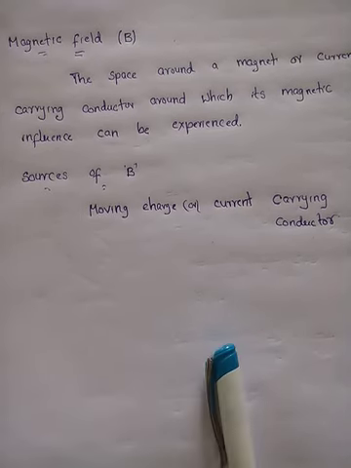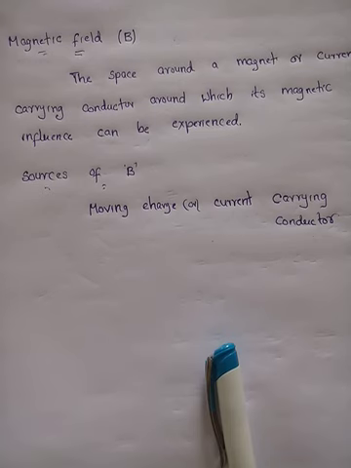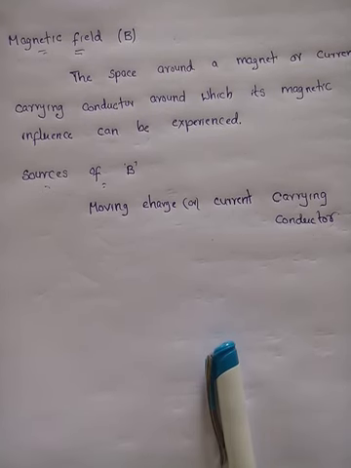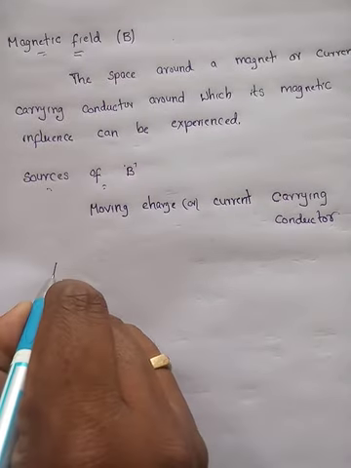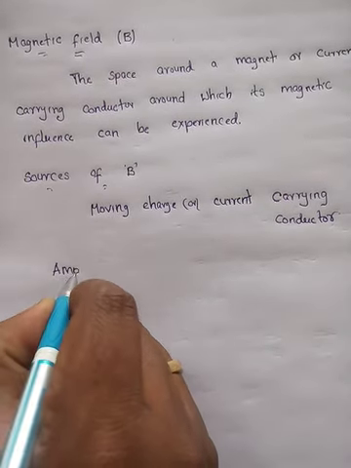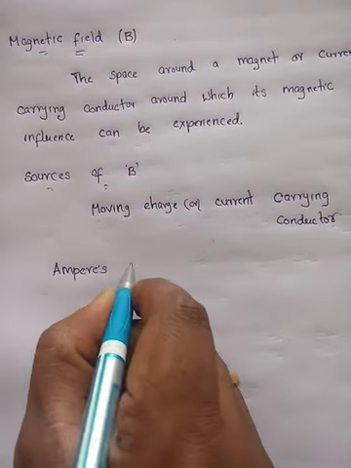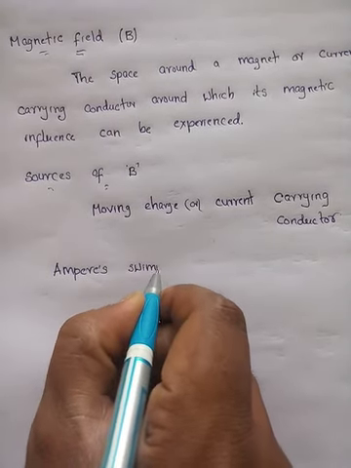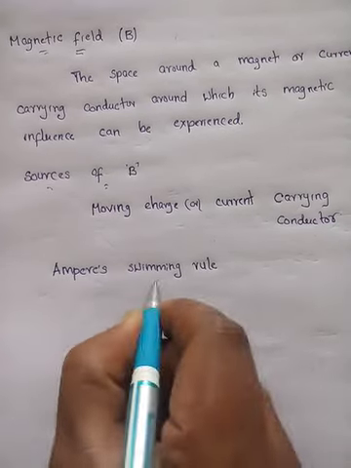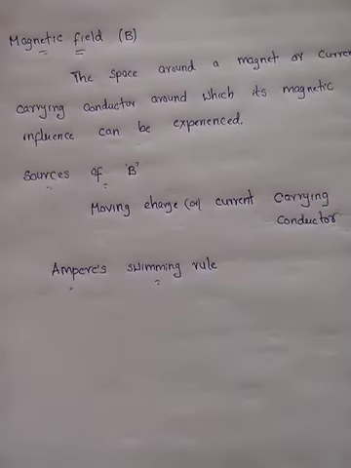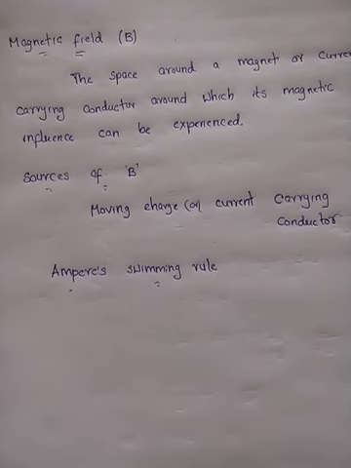Okay sir, you said that a current carrying conductor produces magnetic field. How to find its direction? We have different rules. Let us say first rule. To find the direction of magnetic field, what is the first rule here? Ampere's swimming rule.